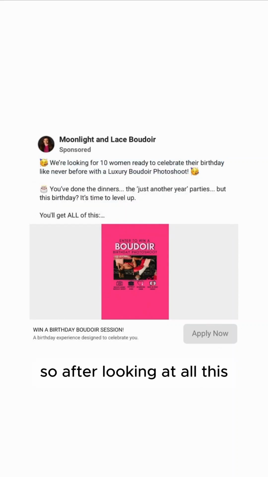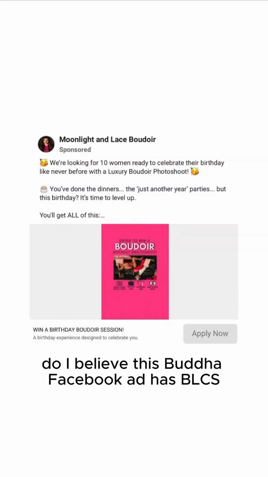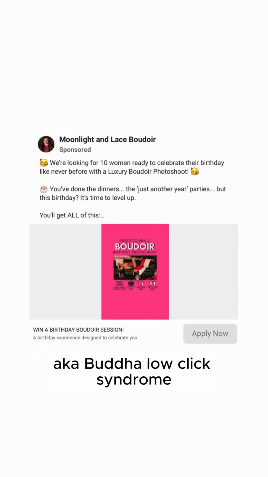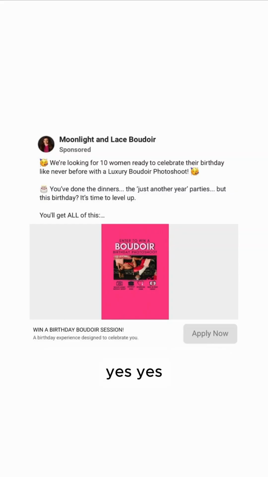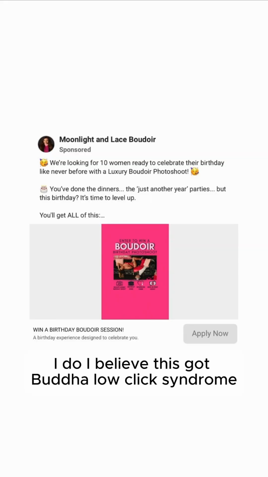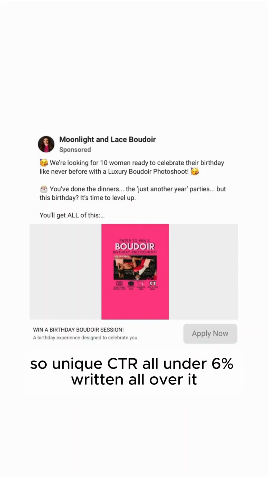So after looking at all this, do I believe this Boudoir Facebook ad has BLCS, aka Boudoir low click syndrome? Yes, I do. I believe this has got Boudoir low click syndrome. So unique CTR all under 6% written all over it.